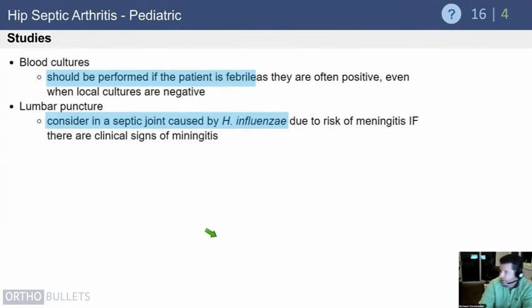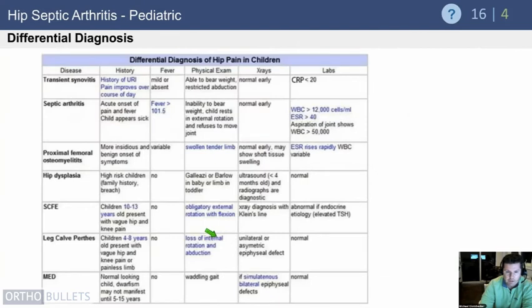It's generally good in these kids when they're sick to get blood cultures, specifically if they're febrile, because this may be another way that you may be able to get the bug if your aspiration is negative. And if they show any signs of meningitis, then you need to consider a lumbar tap, looking for H flu, particularly if they've not been immunized.